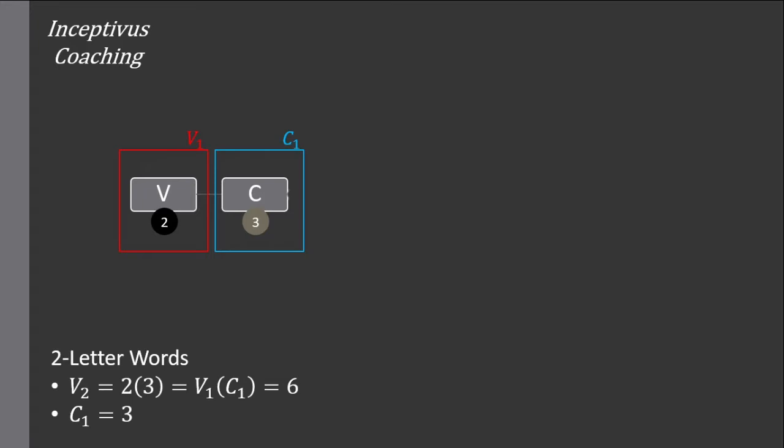What happens as you introduce the second letter? The second letter has to be a consonant, and it begins with a vowel, right? So this is essentially a two-letter word that begins with a vowel. You can see this as a one-letter word that begins with a vowel, V1, followed by a C1, and we know that C1 is equal to 3. What happens as you introduce a third letter?